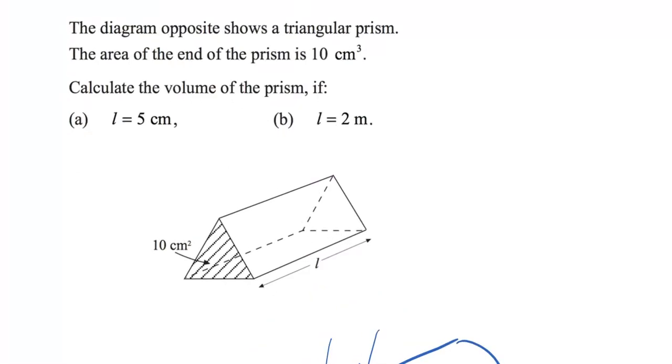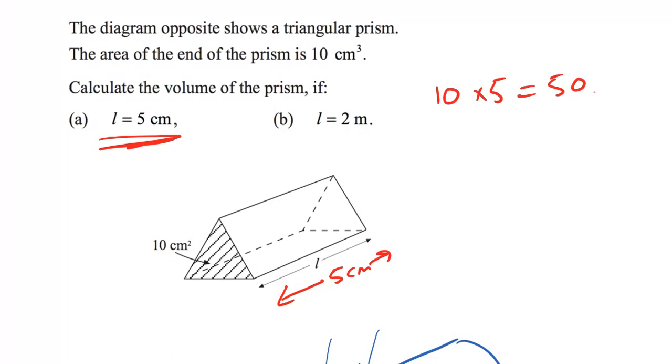So in this particular example, we are given the area of the front, that cross-section area. It's 10 centimeters squared. No need for any calculations. Great. So now we've got to find the volume, and it says that in the first case, if L is 5, that means this length here is 5 centimeters. So we just have to do 10 times 5, which is 50 centimeters cubed.